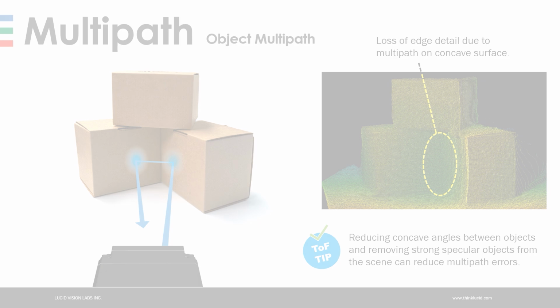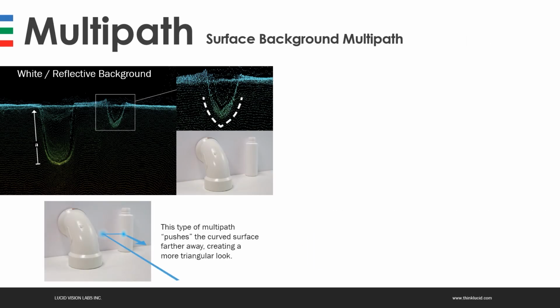Another form of multipath is based on the surface background reflection. On the left are images of a white pipe and a white plastic bottle. These items are placed on a white background, and as you can see, the emitted light is bouncing off the background, then onto the object, and then to the camera. This extra reflection pushes the curved surface and results in a more stretched out looking pipe and a more triangular looking bottle in the point cloud.